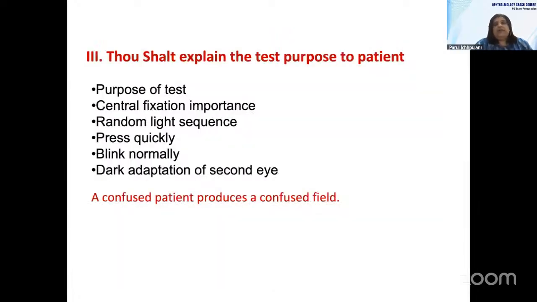You should explain the test purpose to the patient so they know what is expected from them, where they have to look, the importance of fixation. They have to expect lights appearing randomly. They have to press quickly once they see the light and blink normally during the test. They should be told that there is a facility to pause the test if they are having watering of the eye. Also, the dark adaptation of the second eye should be done appropriately. A confused patient will always produce a confused field, which would be unreliable and non-contributory. So this is something which is very, very essential.